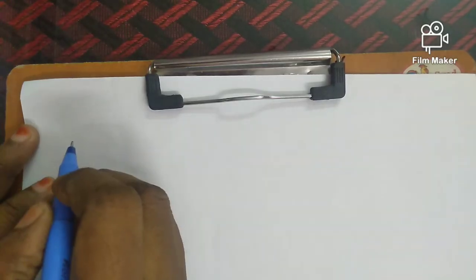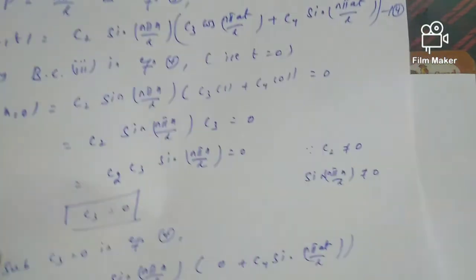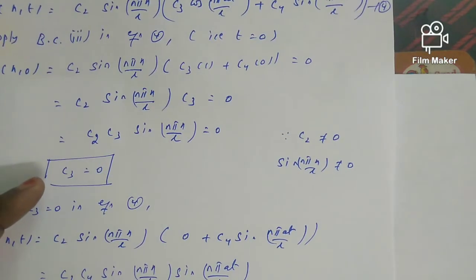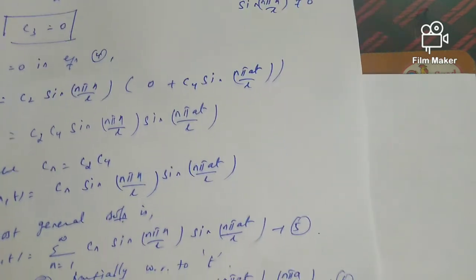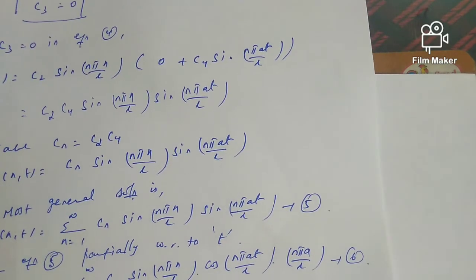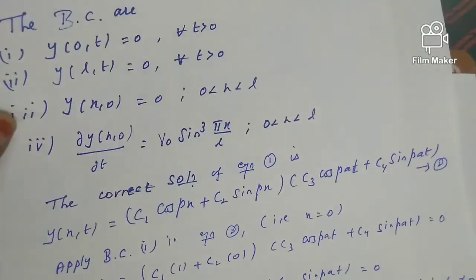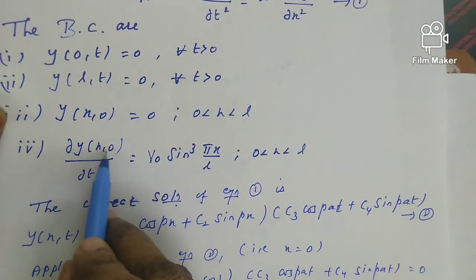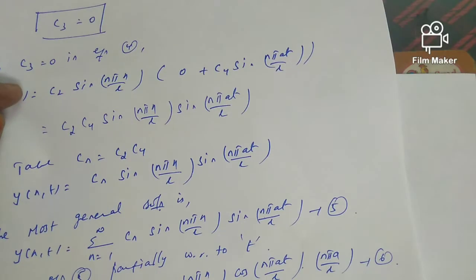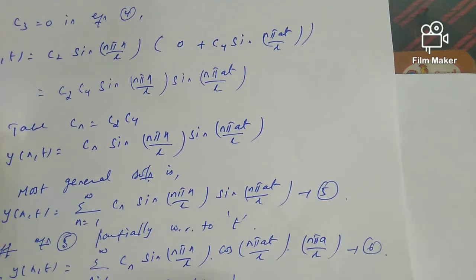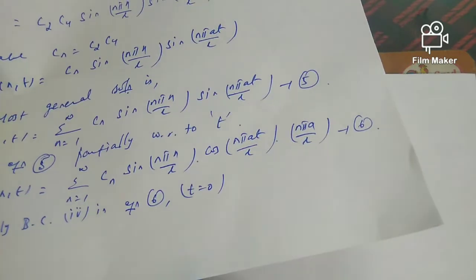So what is our left hand side? Applying boundary condition 4 means what we have to substitute? We have to put t equal to 0. Okay, that is t equal to 0. We have to substitute t equal to 0 because in our boundary condition 4, we have t equal to 0. So when you are applying boundary condition 4, we have to put t equal to 0. Okay, that is what we are going to apply now.